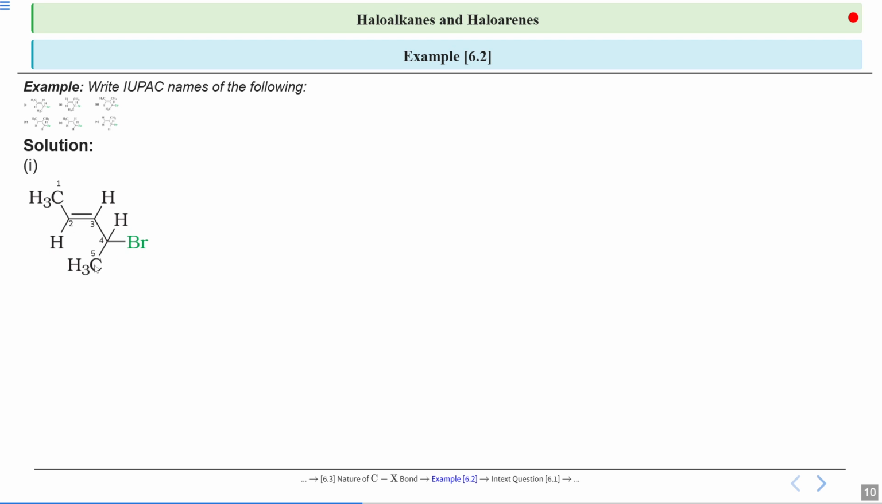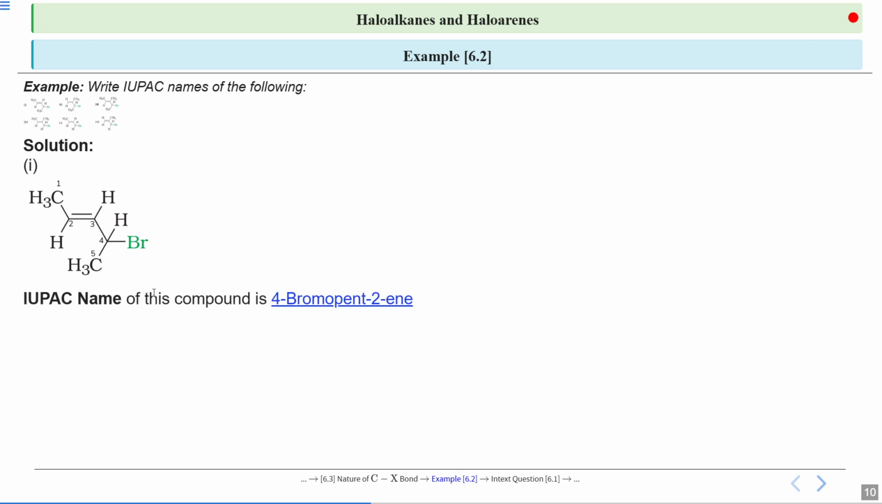Now when you are done with the numbering, then you have to name it according to IUPAC, right? So bromine and the double bond are present, and their numbering is also present. Bromine is present on the 4th carbon, and the double bond is present between the 2nd and the 3rd carbon. So in the name we consider the smallest number carbon, that is the 2nd carbon.